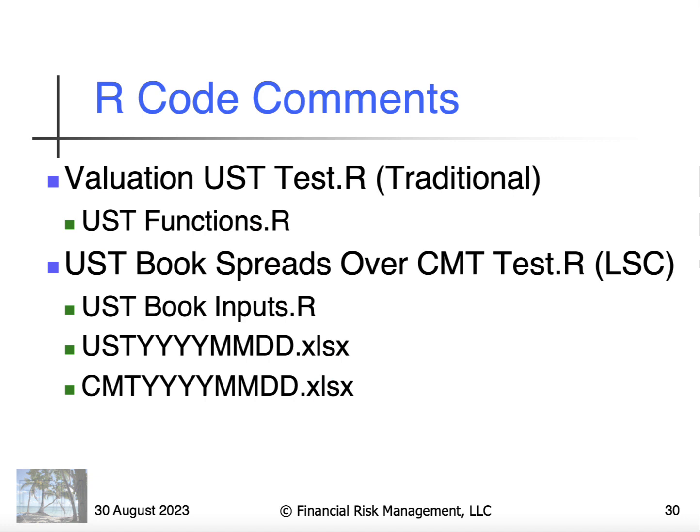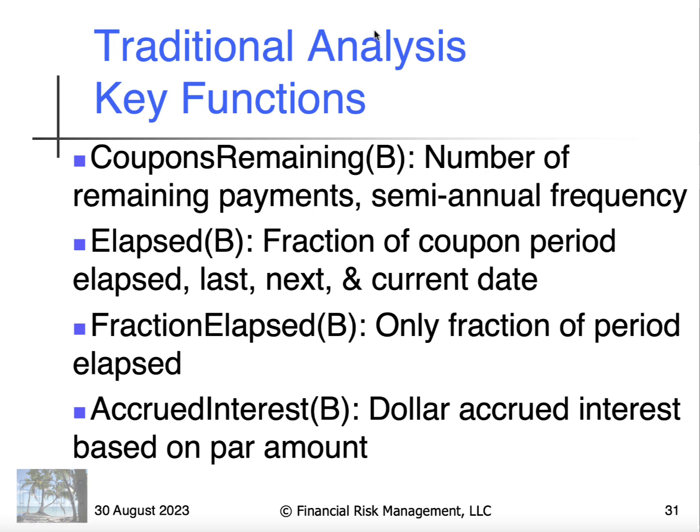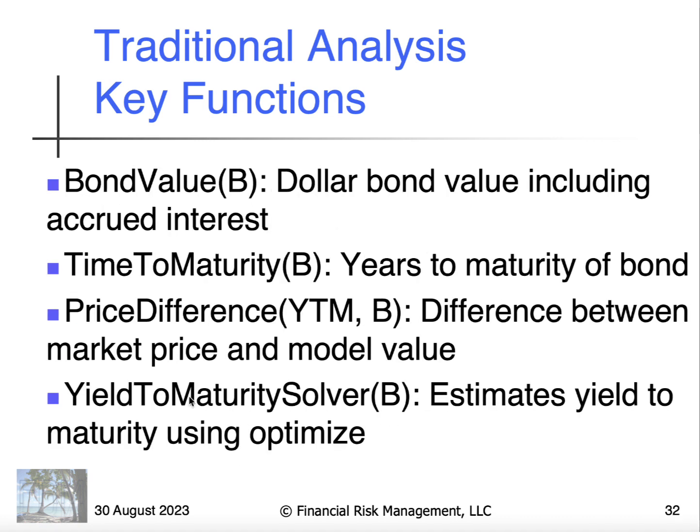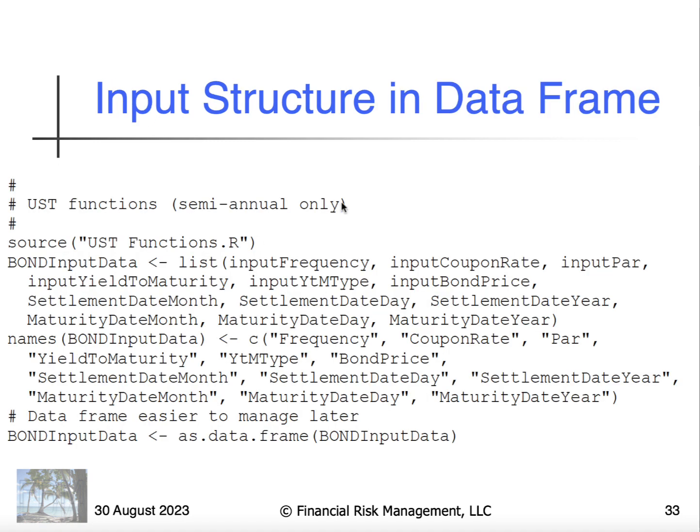There are several pieces of R code that support this analysis, and we'll look at that when we dive into the R code itself. In the traditional analysis, we have coupons remaining, the period elapsed, fraction elapsed, accrued interest, bond value, time to maturity, and price difference in order to solve for the yield to maturity, and we can build out a yield to maturity solver and basically do these calculations as we did in the embedded functions module in chapter 3.